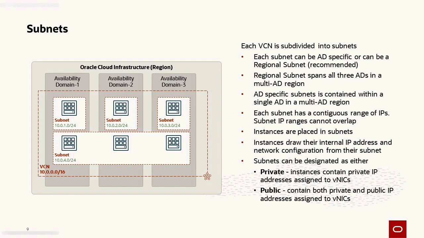In a private subnet, resources are assigned a private IP. In a public subnet, along with the private IP, resources have an option to get a public IP assigned from Oracle's public IP pool.